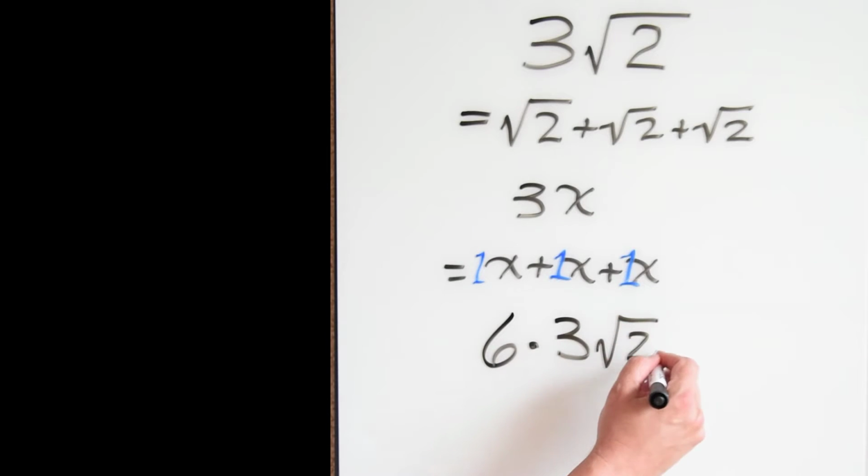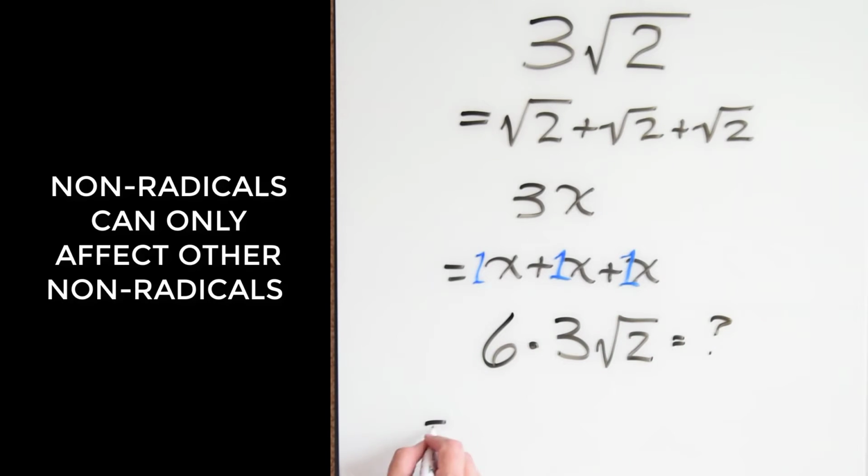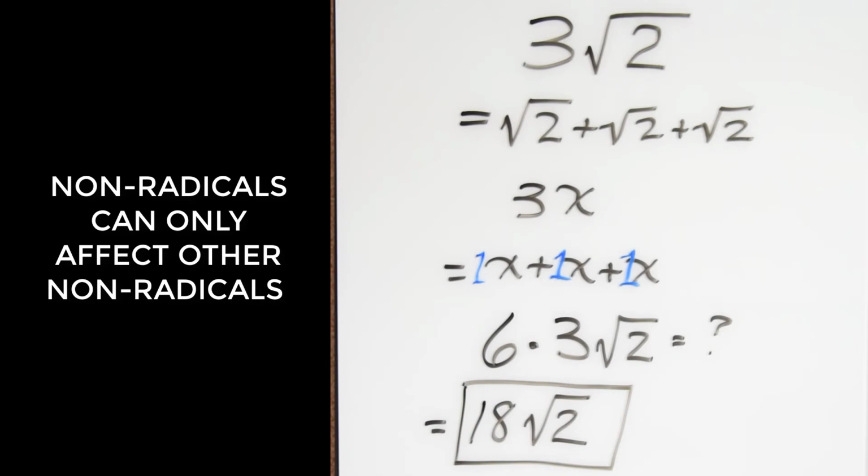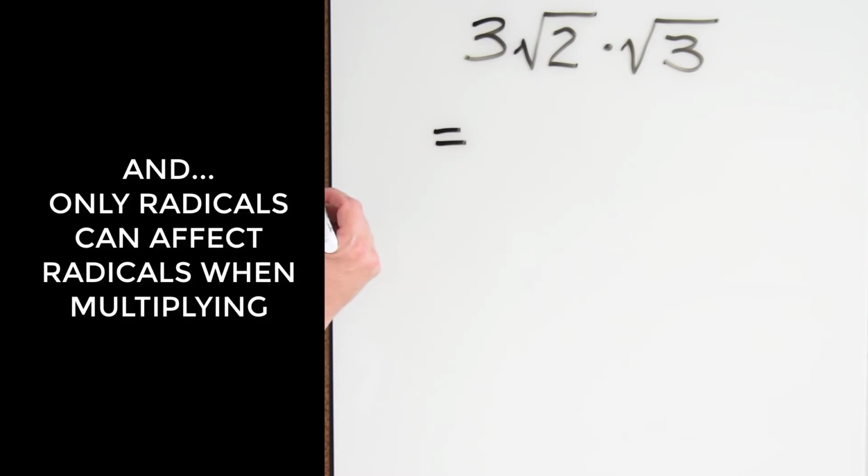But what about when you multiply 6 times something like 3 radical 2? Do you multiply the 6 times the radical or the 3? Well, non-radicals can only affect non-radicals, so you get 18 radical 2.